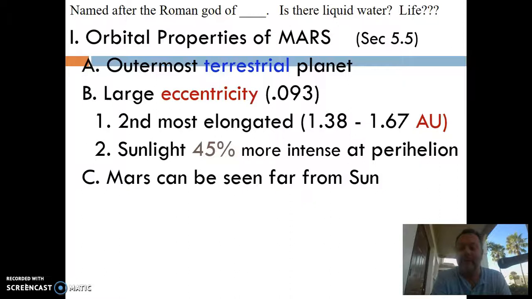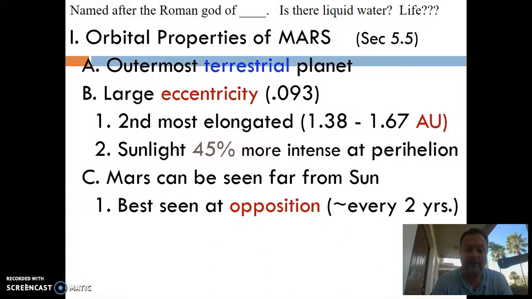Okay, so we finally have a planet, unlike Mercury and Venus, that can be on the other side of Earth from the sun. We can see it far from the sun. That means we can see it late at night. We can see it high in the sky, which is great for viewing it.